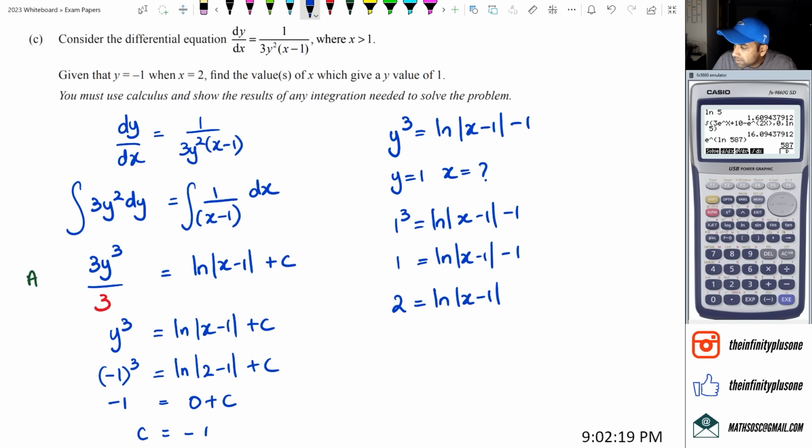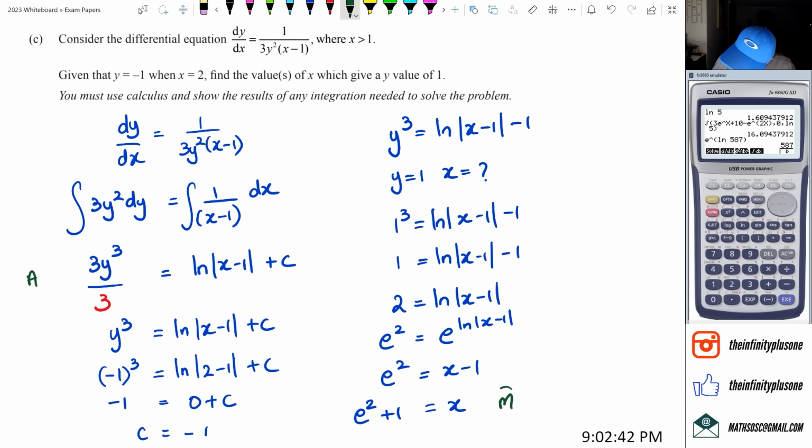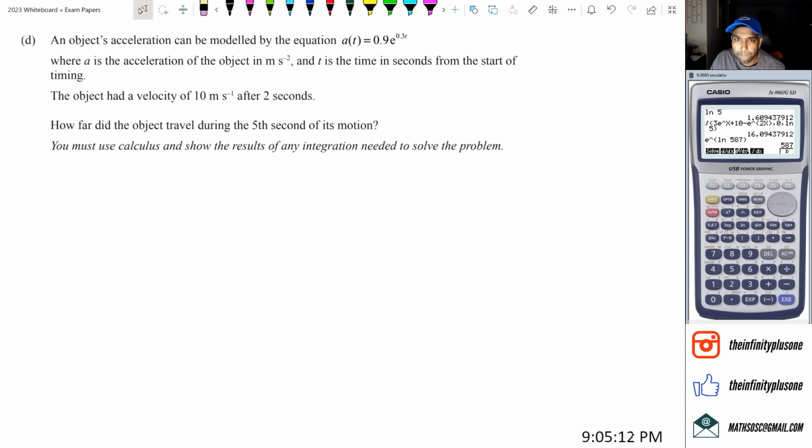Now here's the thing, you don't actually need to, how do I say it, you can just put e to the power of both of these things. So you can actually go e to the 2 equals e to the ln of x minus 1. So we're going to get e squared equals x minus 1, and then x is equal to e squared plus 1. And then that becomes your merit grade. Now you could actually write this as a decimal, I think it's 8.389, but theoretically you can just do it up to here and leave this question as is.